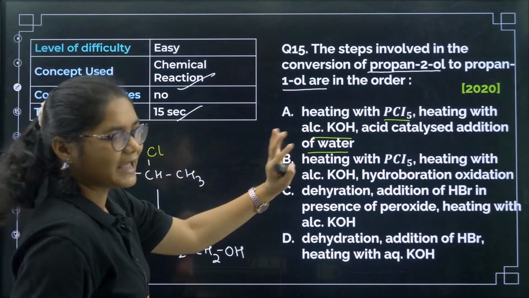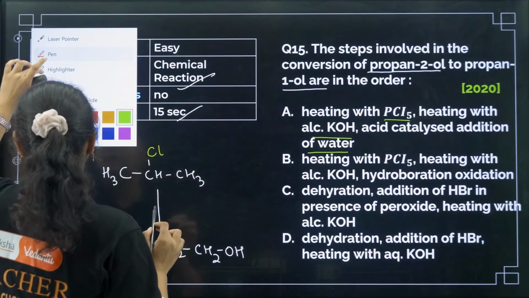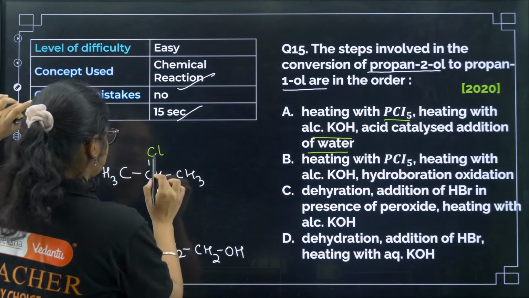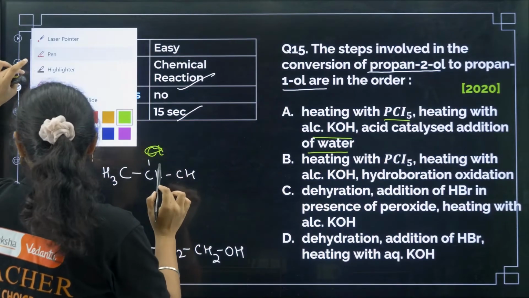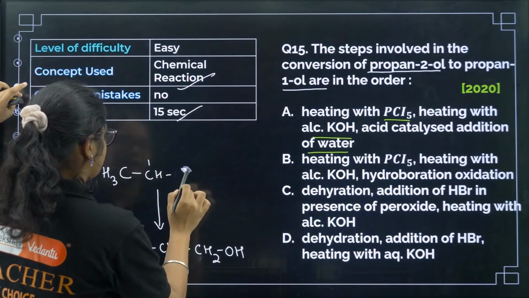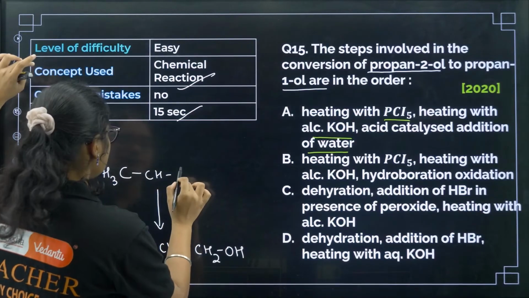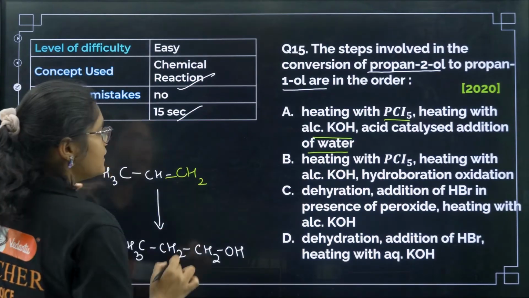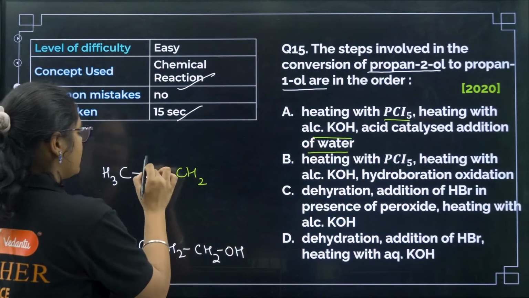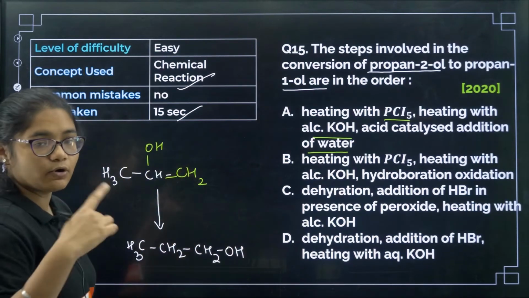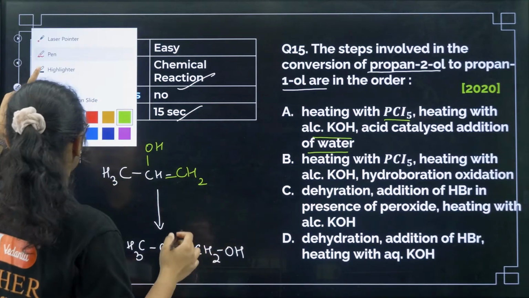Next, if you do heating with alcoholic KOH, we'll get a double bond. Dehydrohalogenation will take place, right? So we will get a double bond here, and a compound like this. Now if you do acid catalyzed addition of water, that follows the Markovnikov rule, and again OH will come here. We won't get propan-1-ol, we'll get propan-2-ol.